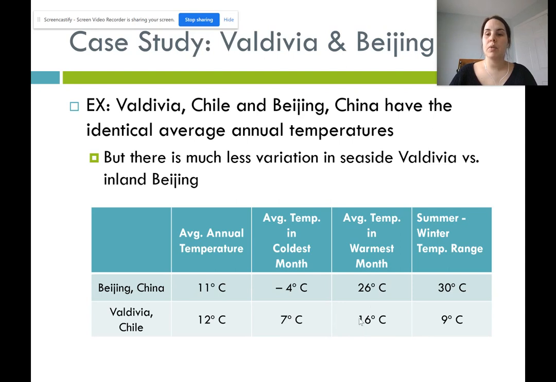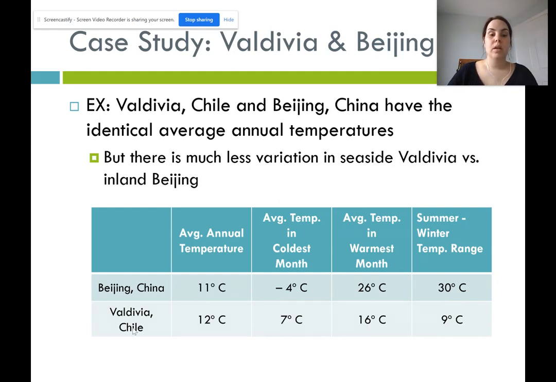Same thing in the summer. Once that water finally cools off and then we enter summer again, what we see is the summer doesn't get quite as hot because that large body of water is going to absorb a lot of that heat from solar radiation over the summer. So it gets warm, but not as warm. So even though the average annual temperatures are the same, we see the range is a lot less.